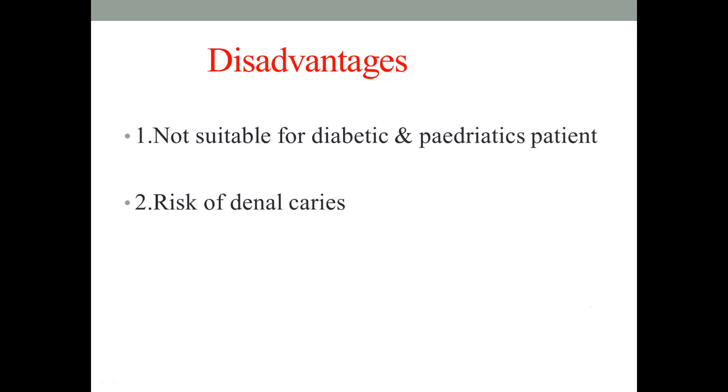It is not suitable for the diabetic and pediatric patient due to presence of sugar. What is meant by diabetes mellitus? Diabetic patient means what happens? Glucose level increases. Insulin. Which condition is observed in this patient? Sugar level increase. Increase in the sugar level in the blood.